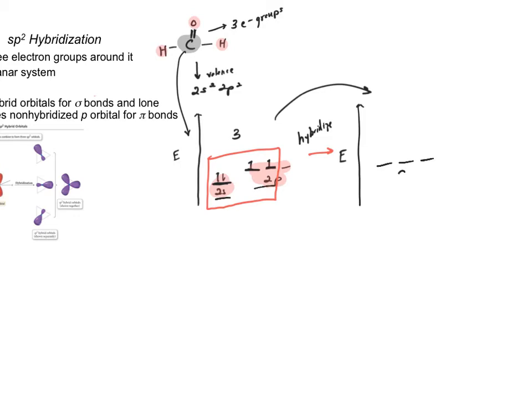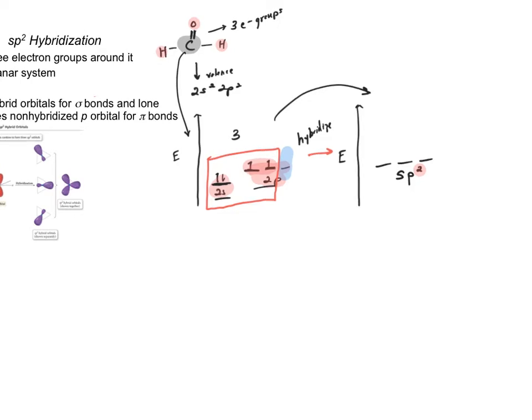We have a 2s, and now we're only taking two of the 2p's. So what these are going to be called is sp2, because the number with respect to the p's is however many of these we're taking. So we have sp2, and then we also have left over this normal atomic p orbital, which is going to be left unhybridized, and it's going to have a little bit higher energy than the sp2 hybrid orbitals, right?